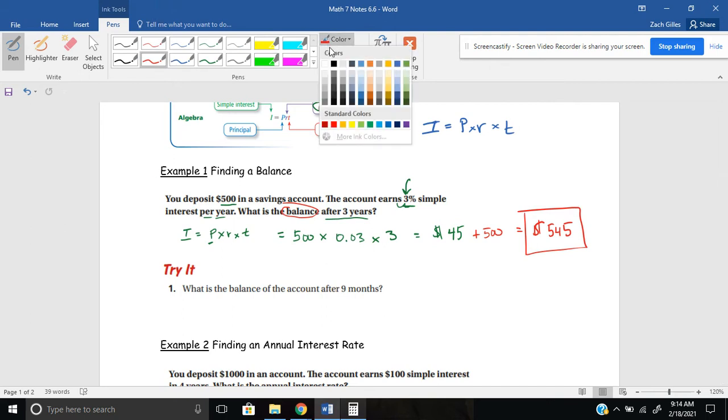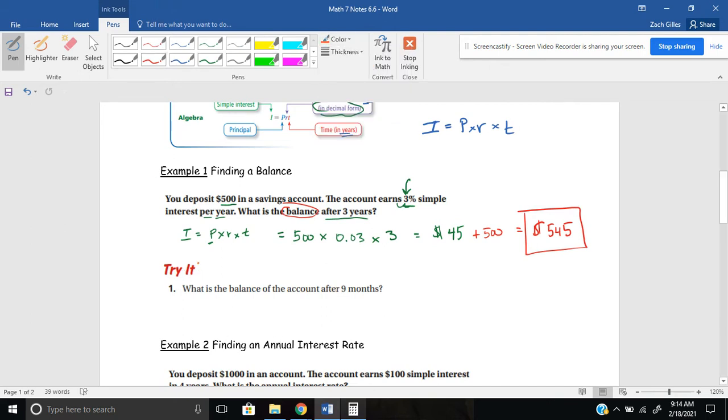All right, let's pause here to try the try it problem on your own. Okay, hopefully you had a chance to do that. It says the balance of the account after 9 months. So my principal is still $500 plus times my rate. It's still 3%, so 0.03 times. Now, instead of 3 for time, it says 9 months. And remember, the time needs to be in years.